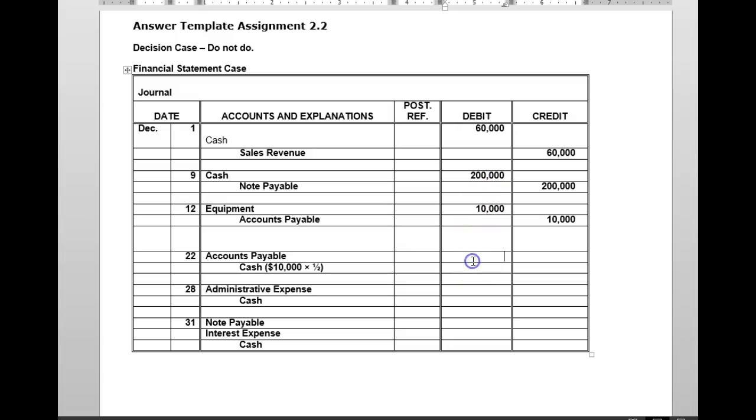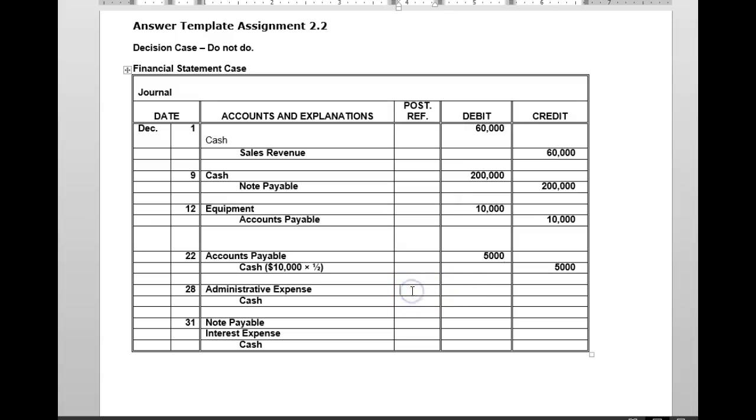How about on the 22nd? I paid half of the accounts payable. Well, how much was my accounts payable? Well, if I go up to here, I see it was $10,000. So I know I'm paying money out. So that's going to decrease it, right? Which means I have to debit the accounts payable to decrease it also.